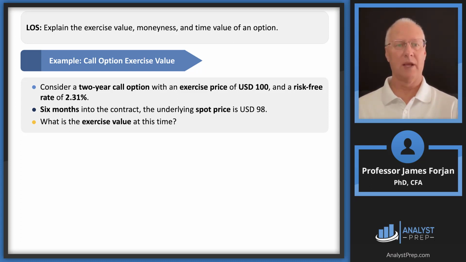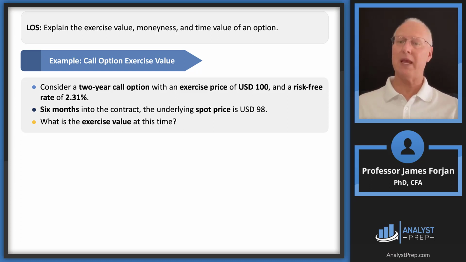So let's go ahead and take a look at a quick example. 2-year call option, exercise price of 100, risk-free rate 2.31%. 6 months into the contract, the underlying spot is $98. All right, so let's think about this. Before we compute that exercise value, what do we have? The right but not the obligation to buy a share of stock at 100 when the price is only 98. So we can go to the New York Stock Exchange and get it for 98. We're not going to exercise this option and pay 100 because we would lose $2.